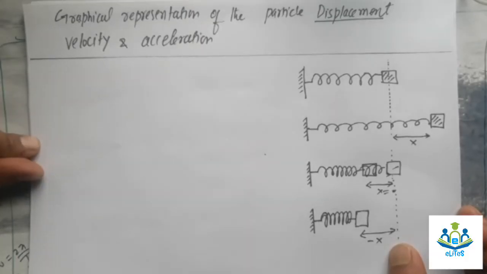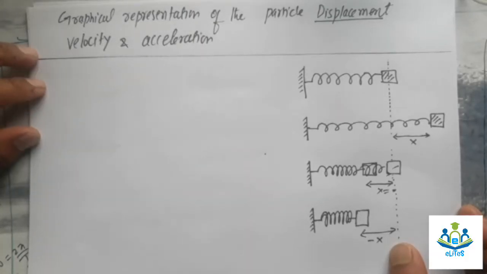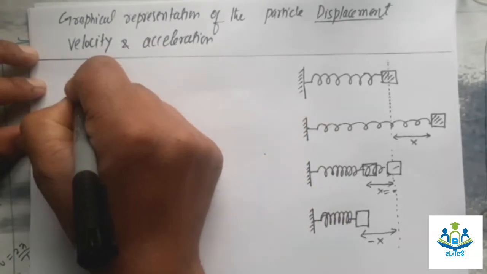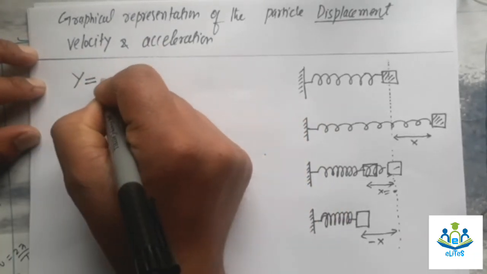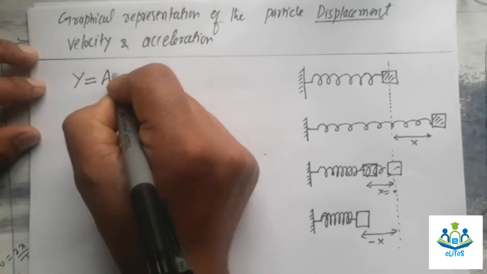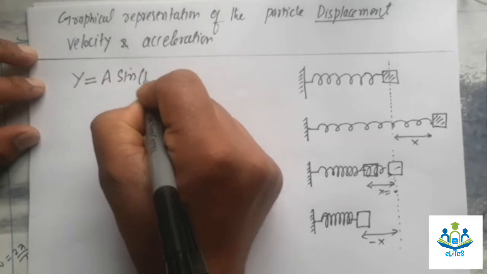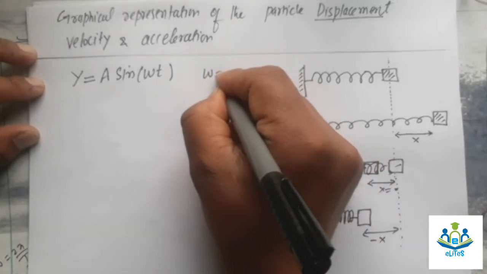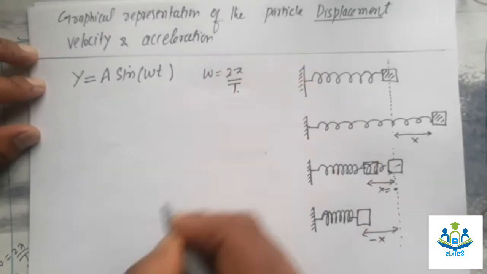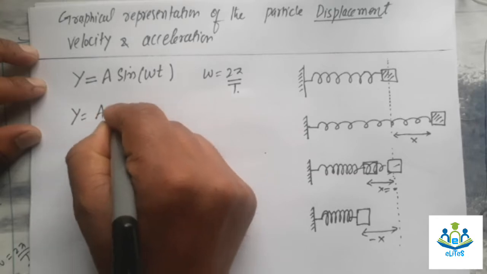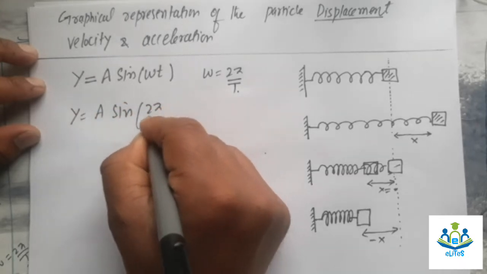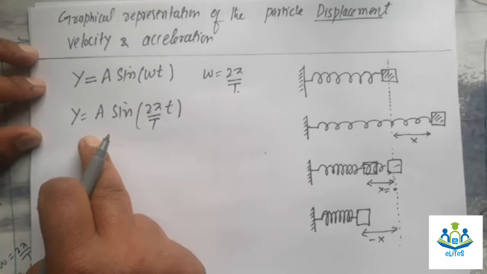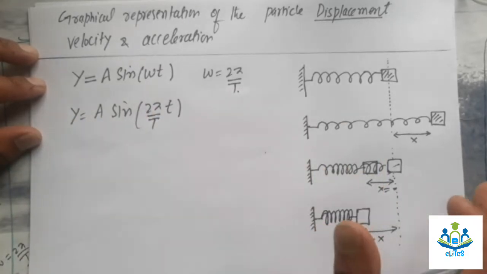Graphical representation of the particle displacement, velocity and acceleration. We have already calculated the displacement of a particle at any instant of time: y is equal to a sine of omega t, where omega is 2 pi over T, so y is a sine of 2 pi over T into t. So this is the displacement of the particle at any instant of time.